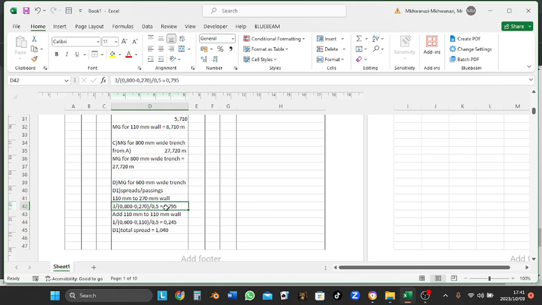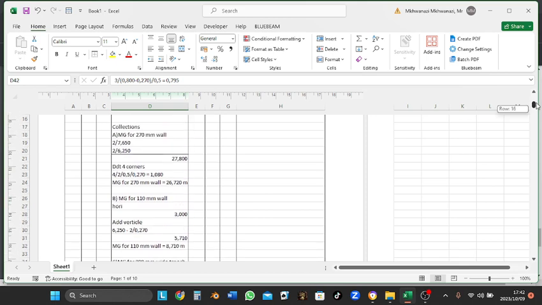We add these two things, and then we get 1040 millimeters, which is 1.04 meters. We are done with our spreads. Now we are going to calculate the center line.